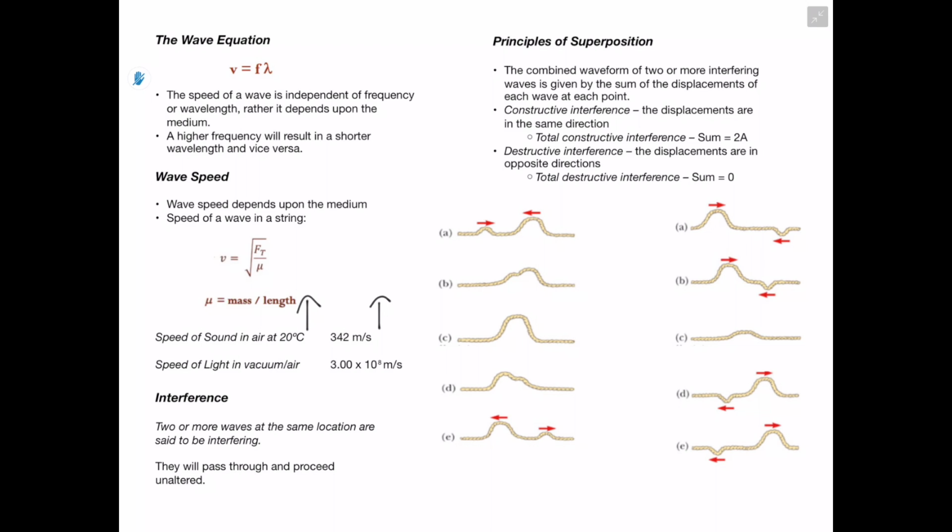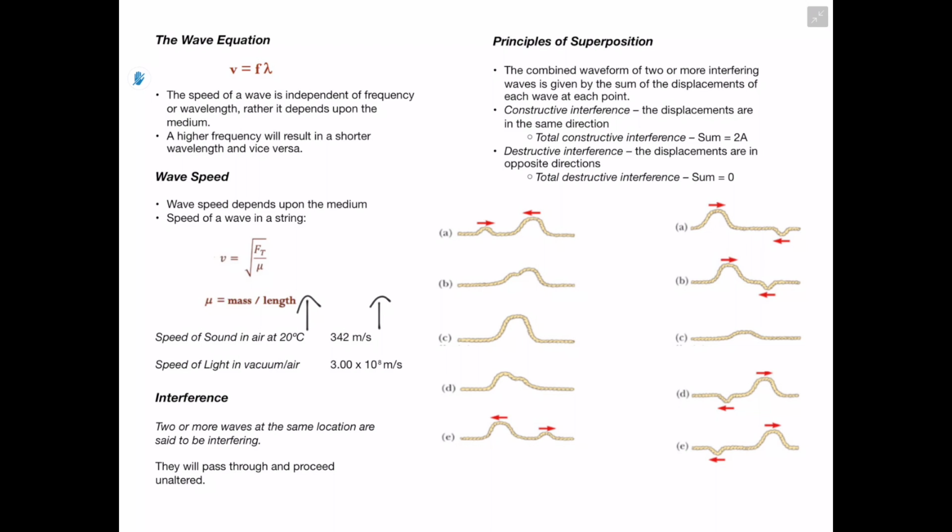This brings us into interference, which is basically when we have two or more waves at the same location and same time. An important observation we can make here is that they're going to pass through and proceed unaltered. So basically they're going to have their point of interference. We're going to see what happens in a little bit, but then after they interfere, both waves are going to move on as if nothing had ever happened.